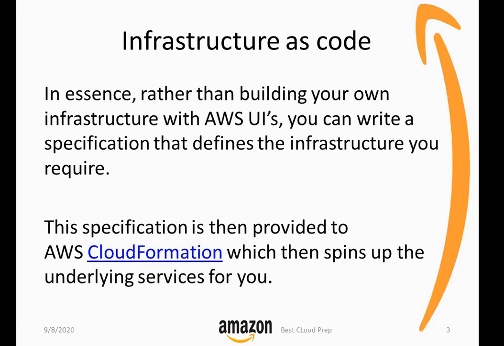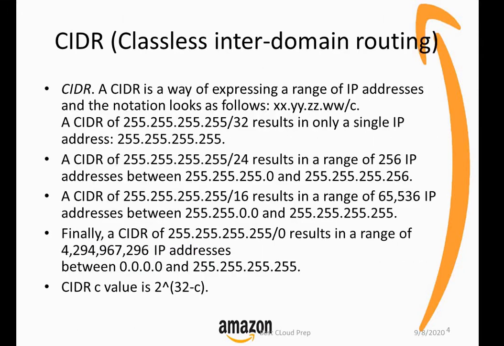Now before we start, let's look at this concept, that is infrastructure as code. In essence, rather than building your own infrastructure with the AWS user interface, you can actually write a specification in code that you require. This specification is then provided to AWS CloudFormation, which then spins up the underlying services for you automatically. You don't have to worry about infrastructure.